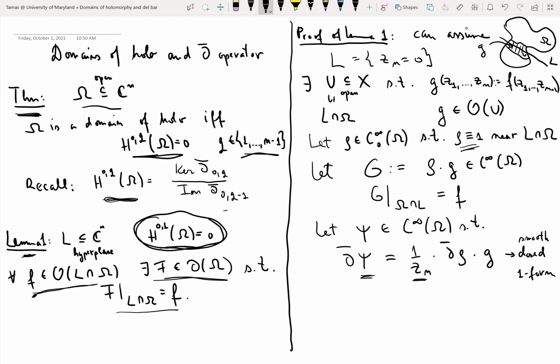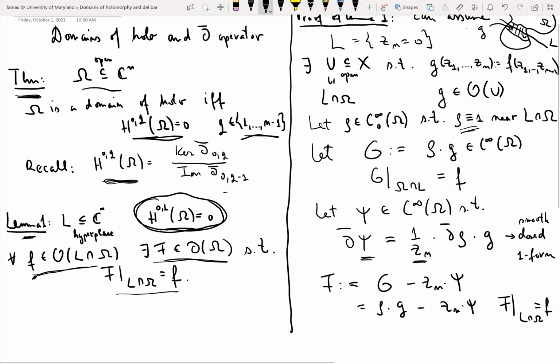Okay, so now set up capital F to be G minus Zn times psi. So in other words, rho times G minus Zn times psi. So since Zn vanishes on L, we get that F restricted to L intersect omega is indeed small f.